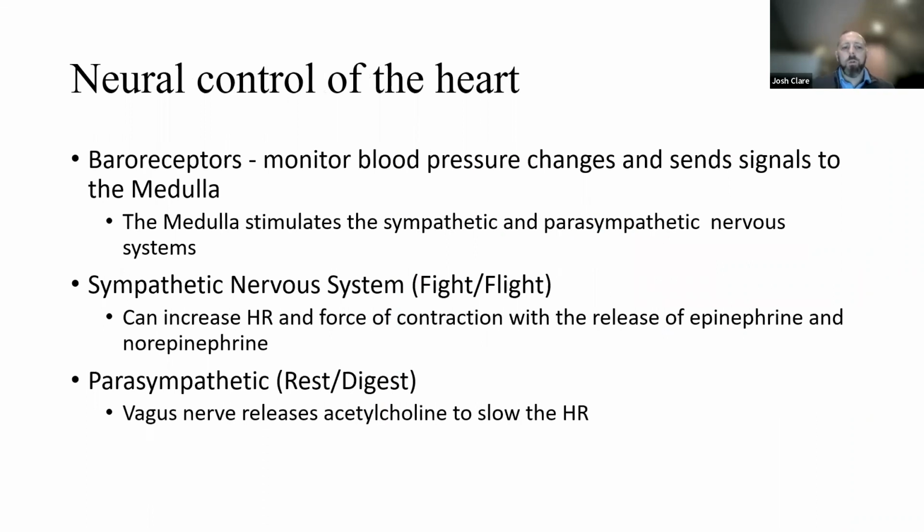The neural control of the heart has to do with baroreceptors. Baroreceptors monitor blood changes in the heart and send signals to the medulla. The medulla sends either sympathetic or parasympathetic nervous system signals. Again, the sympathetic nervous system is the fight or flight, will increase heart rate. It will also increase the force of contraction, releasing epinephrine and norepinephrine. The parasympathetic, rest and digest, slows everything down. So the baroreceptors get to tell us what to do, and it helps change how the heart functions because of the blood pressure.